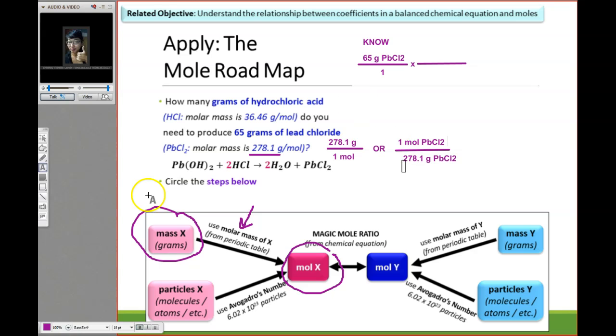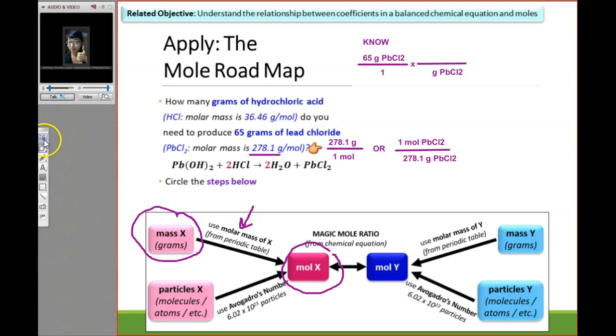Taking a look here, all right, remember that we want to get rid of units. So I have grams of lead chloride on the top here. Where does it need to go in the next box? Thank you, Annette. It needs to go on the bottom. So grams of PbCl2 needs to go on the bottom here. So which of these two fractions has grams of lead chloride on the bottom? The first fraction or the second fraction? Which one should I use?